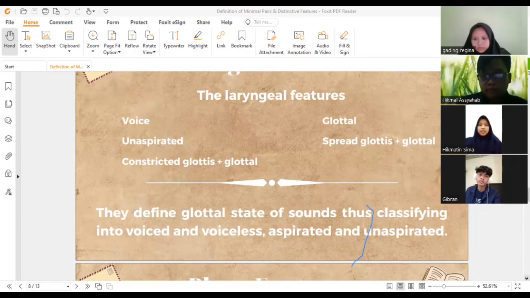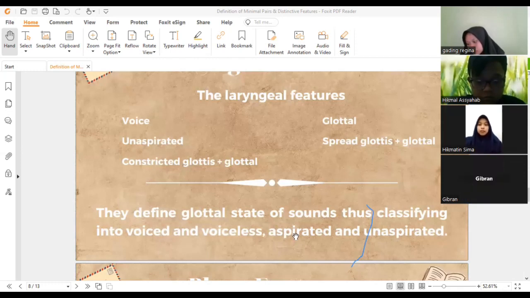Low and non-low. Low sounds are produced by lowering the body of the tongue below the level that it occupies in the neutral position, while non-low sounds are produced without such a lowering of the body of the tongue. For the next, back and non-back. Back sounds are produced by retracting the body of the tongue from a neutral position, while non-back sounds are produced without such a retraction of the tongue body from the neutral position.